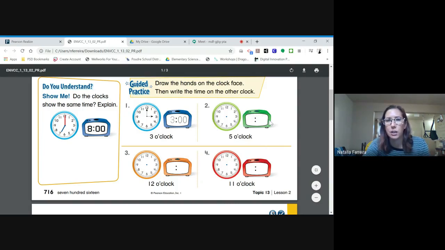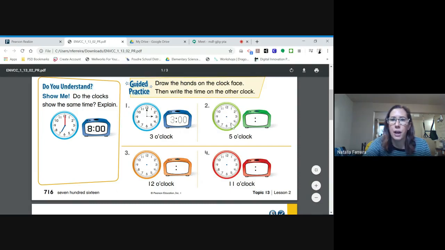Okay, now 5 o'clock. What would 5 o'clock look like? Where would my hour hand point? My hour hand would be the short hand and it would point to the 5. Where would my minute hand point for 5 o'clock? My minute hand would point to the 12 and touch the 12.